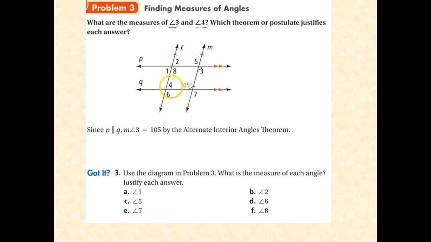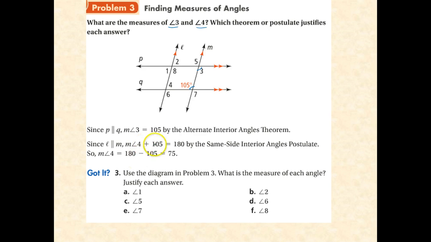What about the measure of angle 4? We got L and M also parallel, so that means that the measure of angle 4 plus 105 degrees is 180 because same side interior angles are supplementary. So if we take 180 and subtract 105, we get that the measure of angle 4 is 75 degrees. So go ahead and pause and see if you got it.